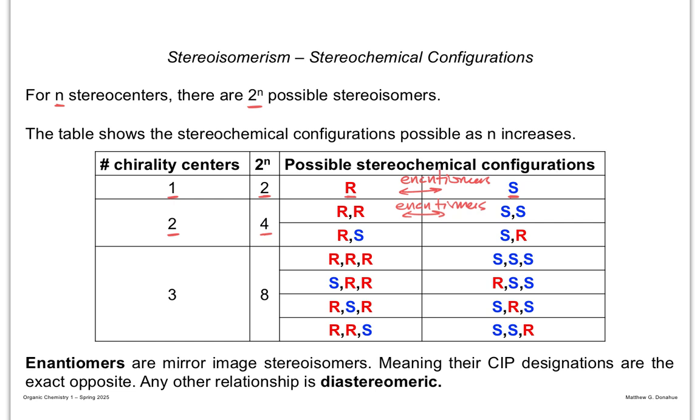The other two are the second set of enantiomers. You have R and S, S and R. So exact opposites. But there's 4 total stereoisomers. So what's the relationship between RR and RS? That's called diastereomers. You have some of the stereogenic configurations the same, some are different, but they are not exact opposites of one another.